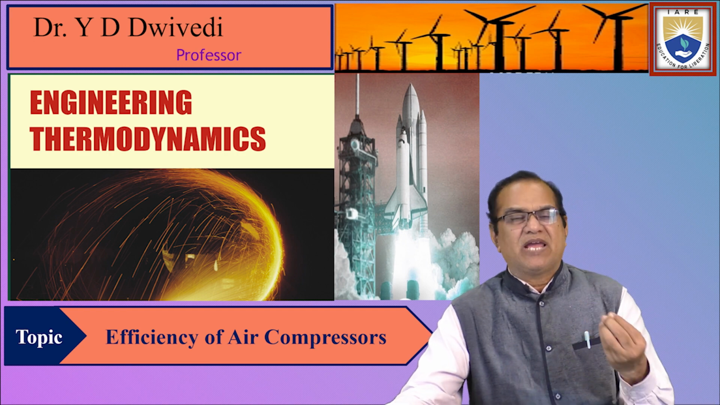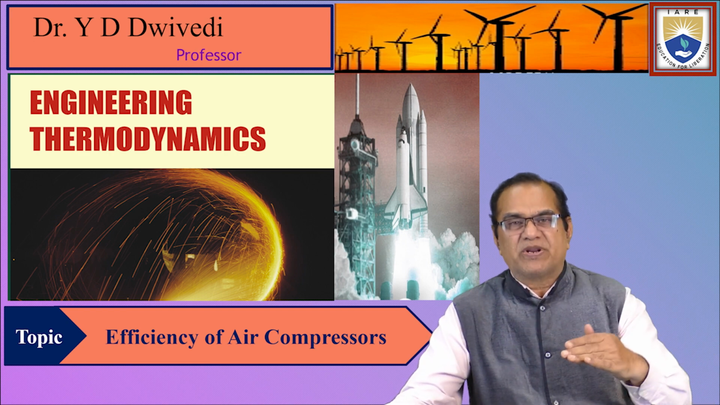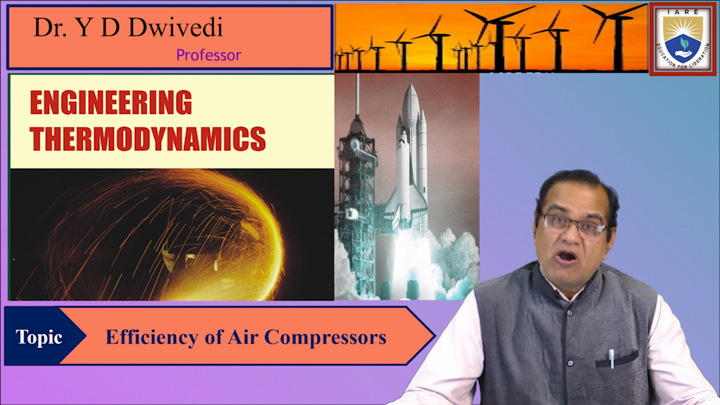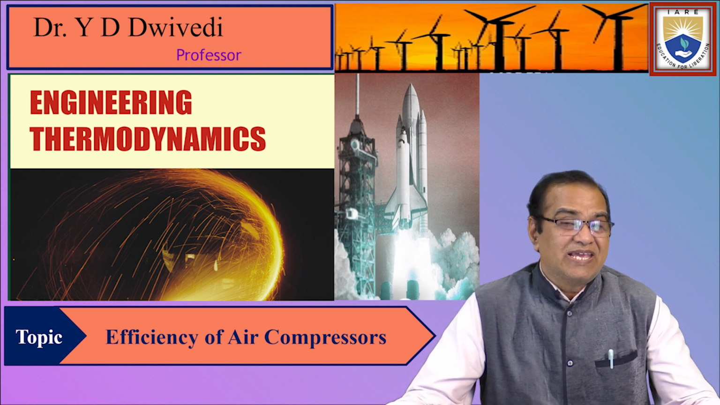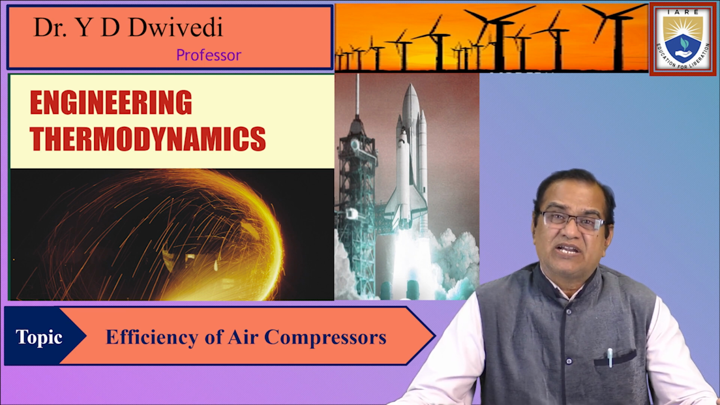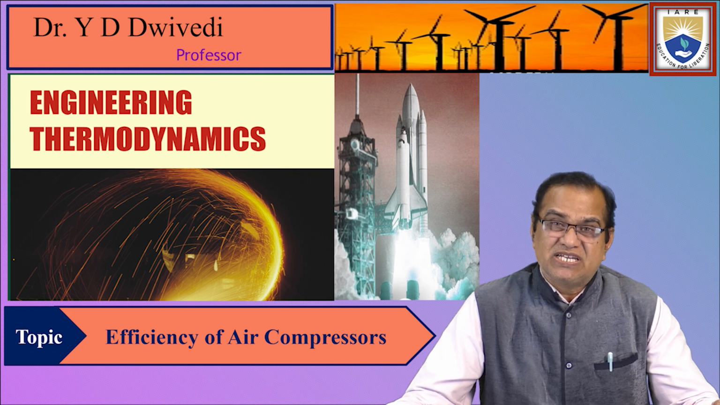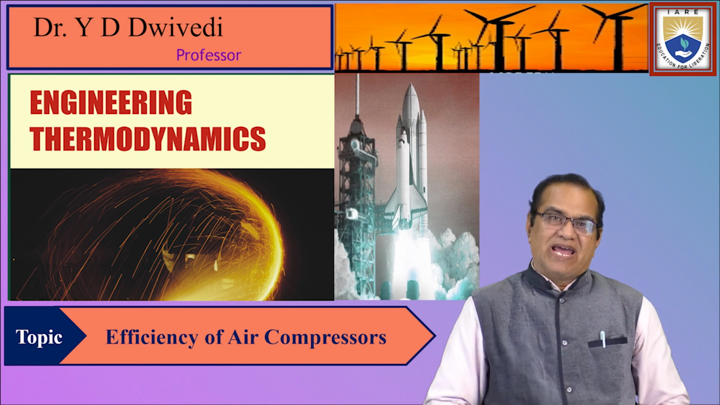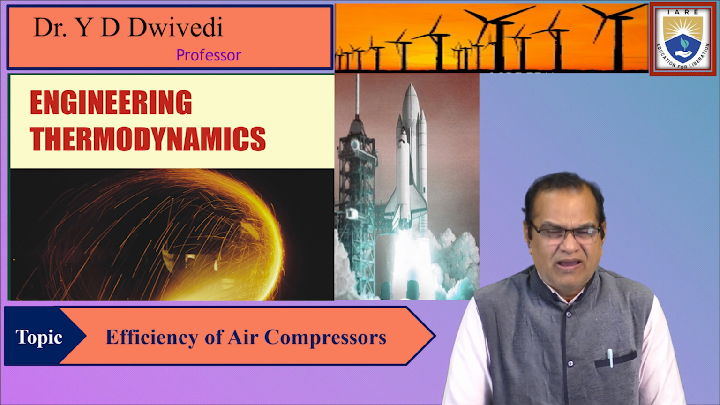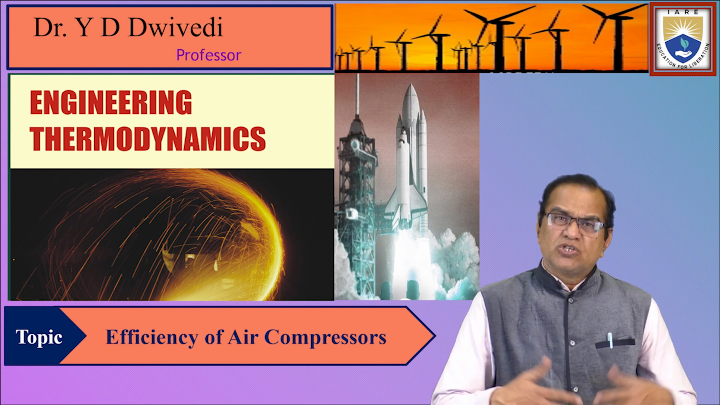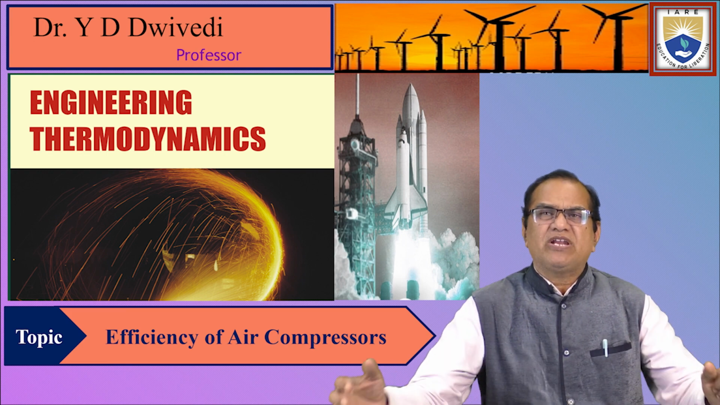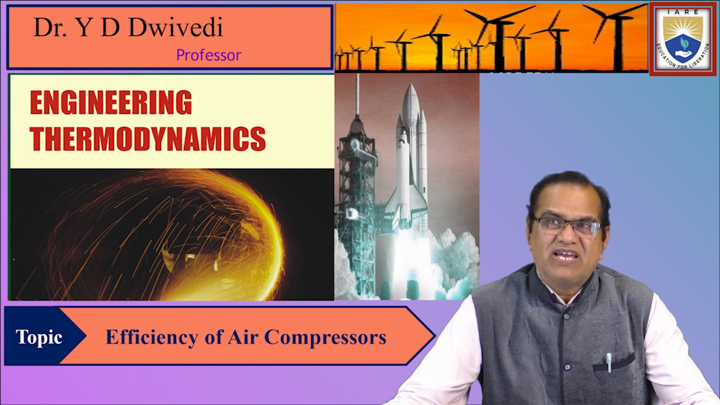These dynamic type compressors are continuous operation compressors, mostly used in the gas turbine engine, for the power plant, for the aircraft, like the turboprop engine, turbofan engine, turboshaft engine, turbojet engine. Everywhere we use the dynamic type of compression. Mostly we use the axial flow compressor on that. So we have done this in my previous class. Today I am going to take up the efficiency of the air compressor.